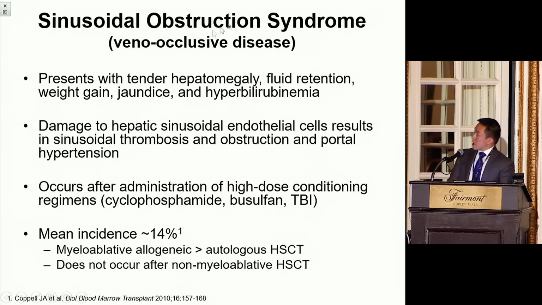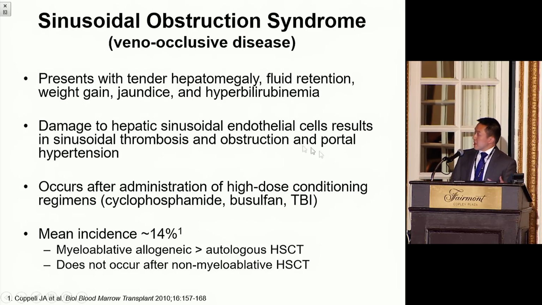Now, sinusoidal obstruction syndrome, which used to be called veno-occlusive disease, presents like this. These patients present with hepatomegaly, fluid retention, weight gain, jaundice, and hyperbilirubinemia. They look like cirrhotic patients, all right? And the reason why this happens is that these conditioning regimens that the patients receive prior to transplantation damage the hepatic sinusoidal endothelial cells. And this causes thrombosis of the sinusoids, obstruction, and this leads to the development of portal hypertension. So these patients do look like they have cirrhotic livers, okay?